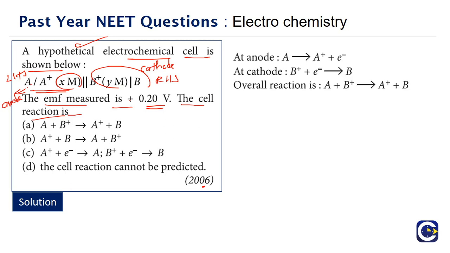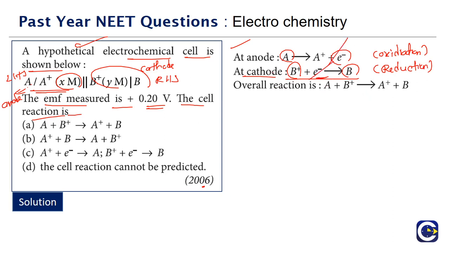So if you look at it, at the anode, what is happening? A is converting into A plus, 1 electron exchange. At the cathode, B plus is converting into B. Here it will gain 1 electron. That is the reduction part. This is the oxidation part, and this is the reduction part. What we need to find is the overall cell reaction, right? We have to add both of them. If you add both of them, the electrons will be cancelled.